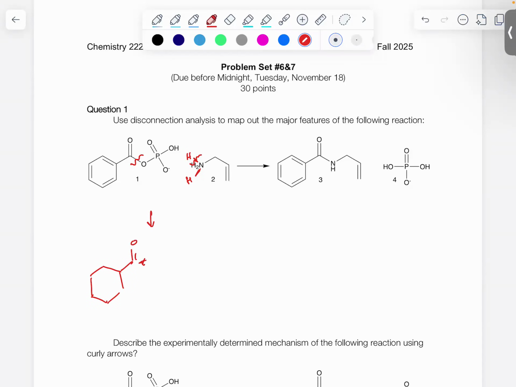And so everywhere that we had broken a bond, we will turn into a star. And then you can rearrange if you find it helpful. I'm going to forego that for now, but now we can point out exactly which bonds are new in our products.